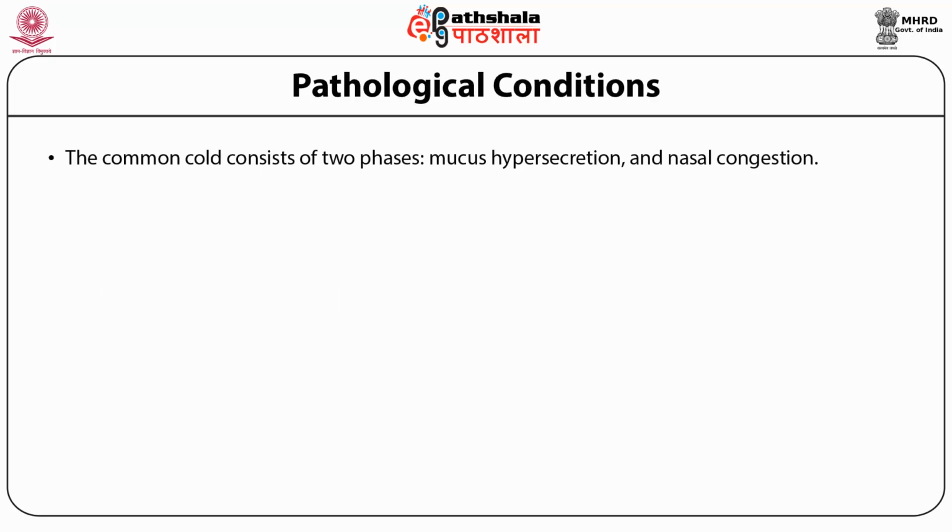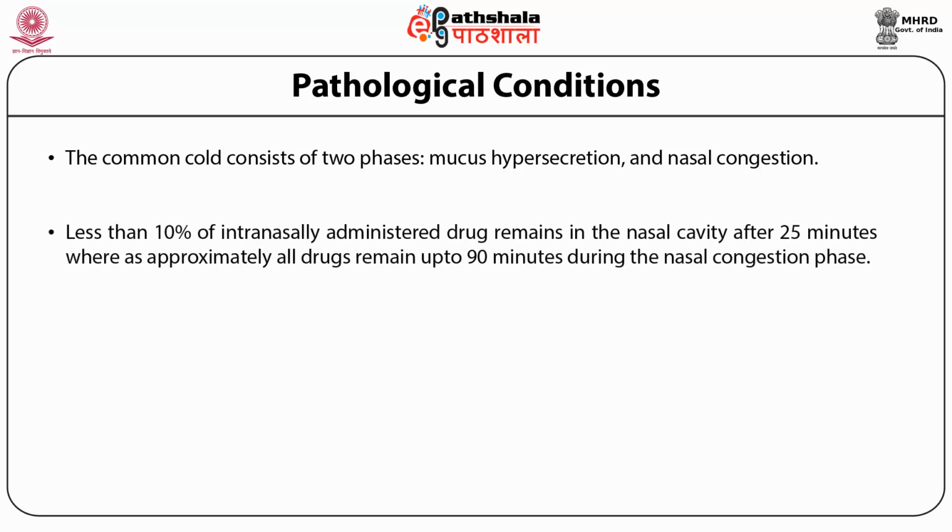The common cold consists of two phases. The first consists of mucus hypersecretion, and the second phase usually is nasal congestion. Less than 10% of intranasally administered drug remains in the nasal cavity after 25 minutes, whereas approximately all of the drug remains up to 90 minutes during the nasal congestion phase.